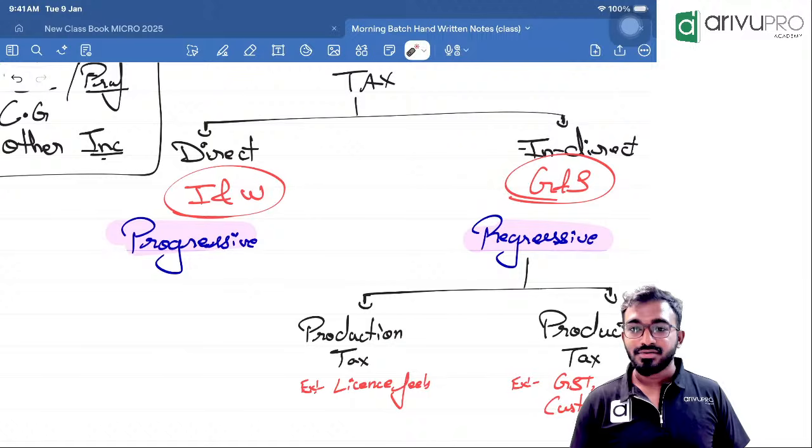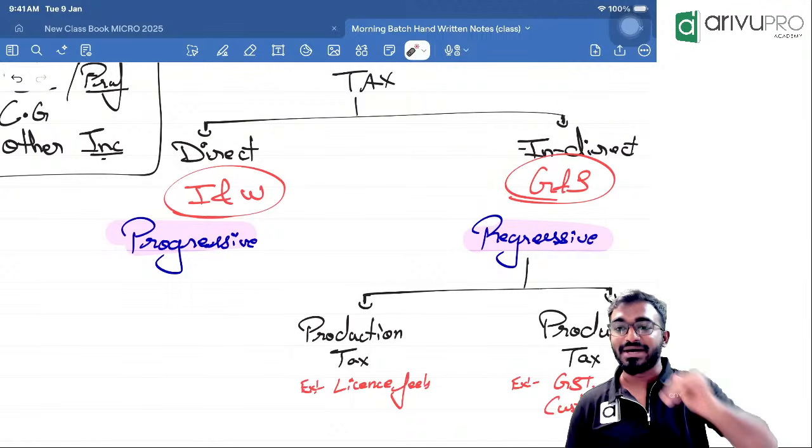Population. You can write that. If the population of the nation increases, demanding capacity will increase.